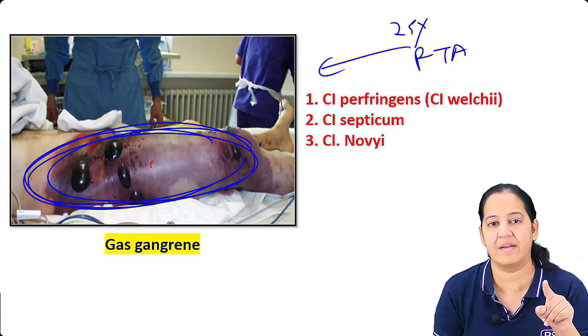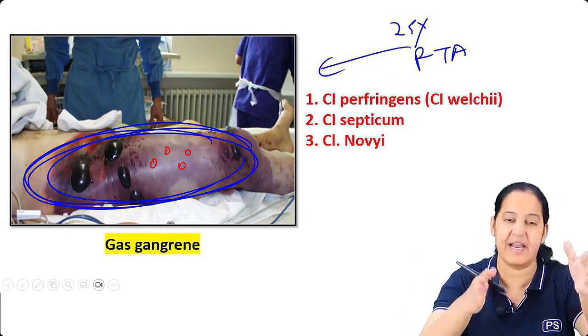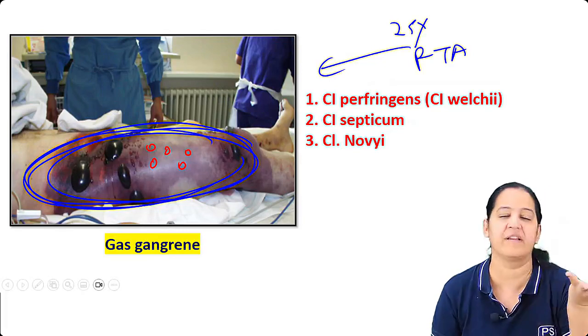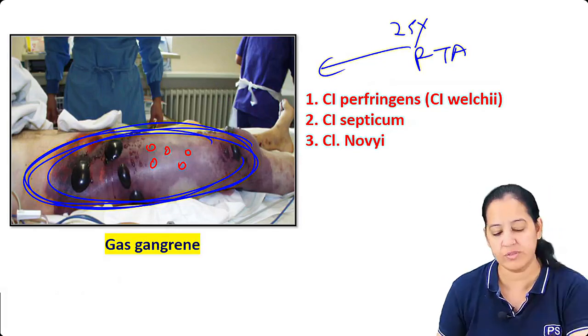So the spores entered inside. The spores entered inside the muscle, inside the wound. Got my point? The spores will germinate and bacteria will come out. All humans have glucose inside our body.